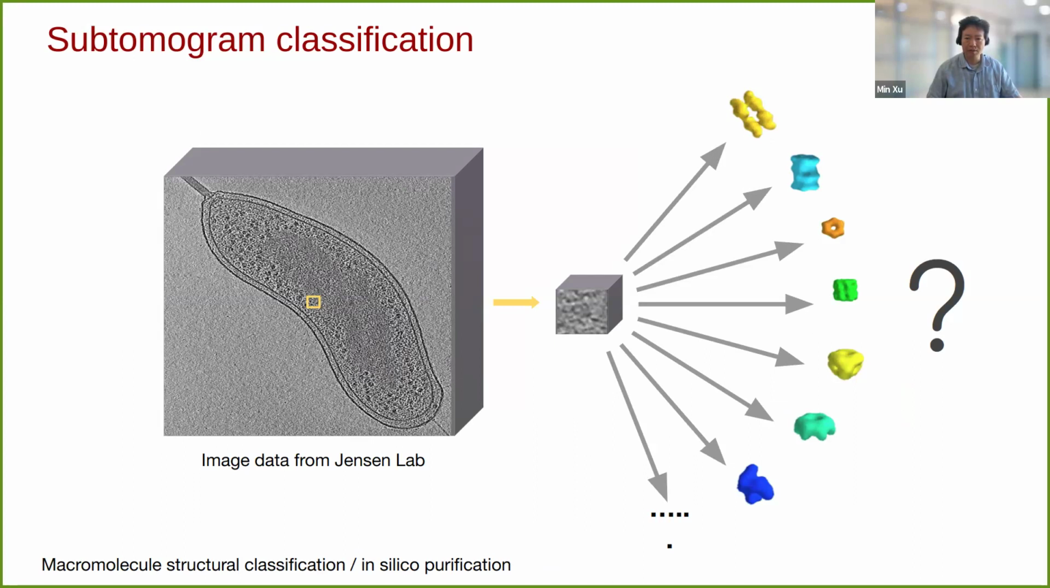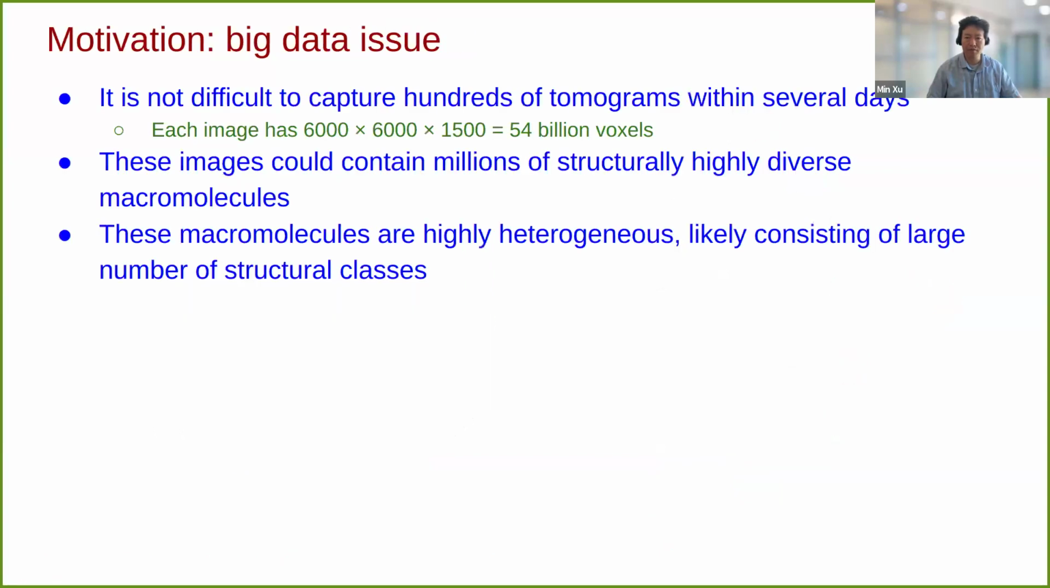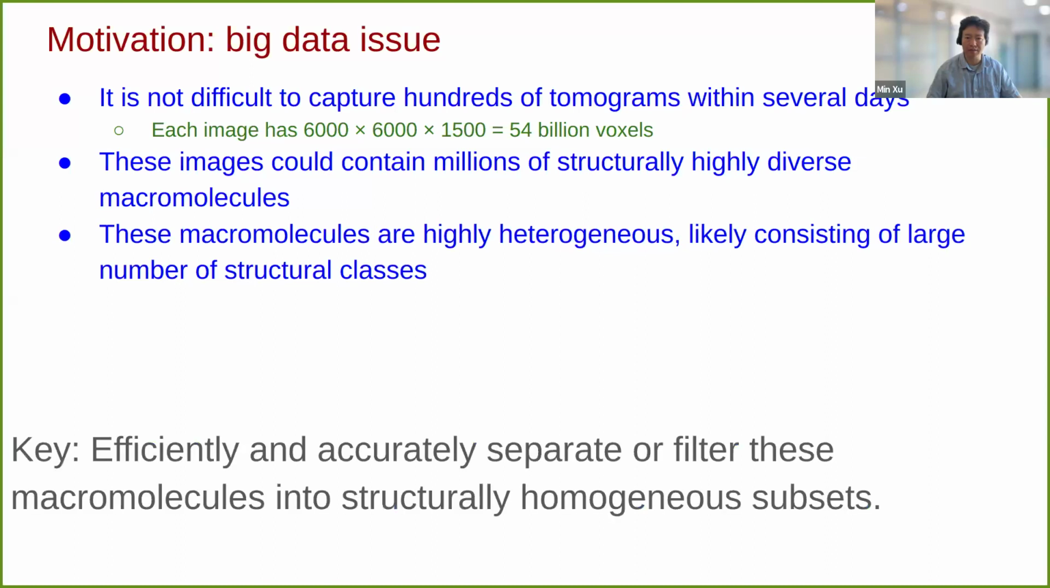Because we need to process tens of millions of subtomograms, we need to rely on deep learning to process such big data. As mentioned before, nowadays it is not difficult to capture hundreds of tomograms in only several days, and each tomogram can have 64 billion voxels. These tomograms could contain tens of millions of structurally highly diverse macromolecules. More importantly, these macromolecules are highly heterogeneous, consisting of a large number of structural classes.